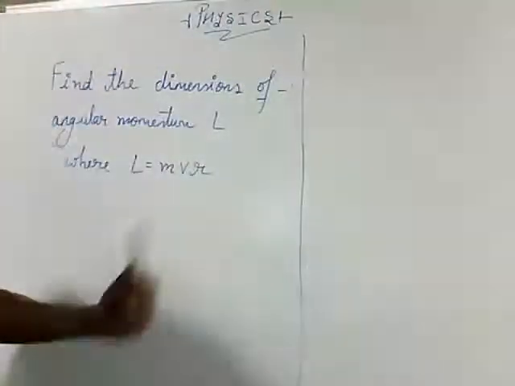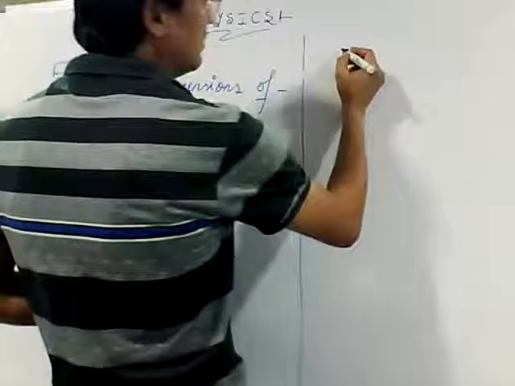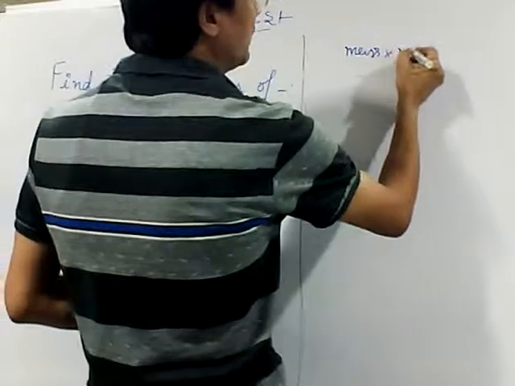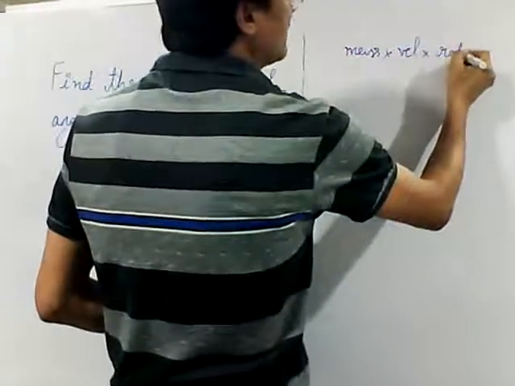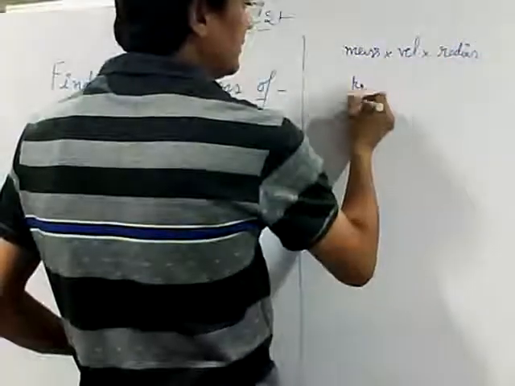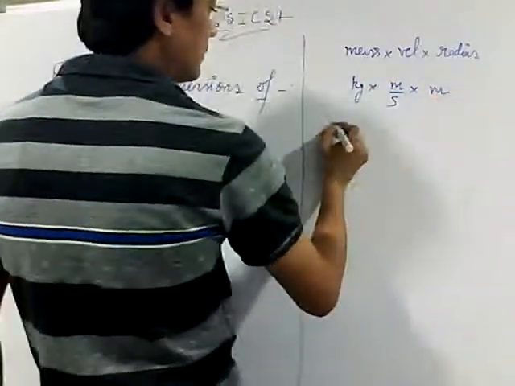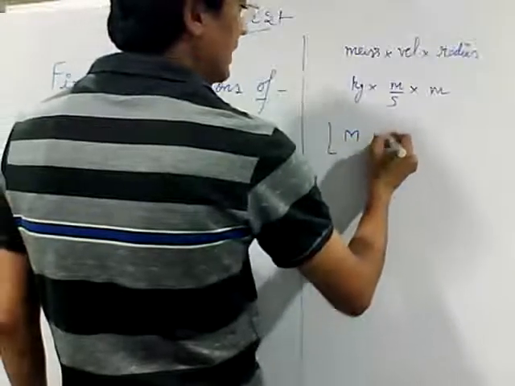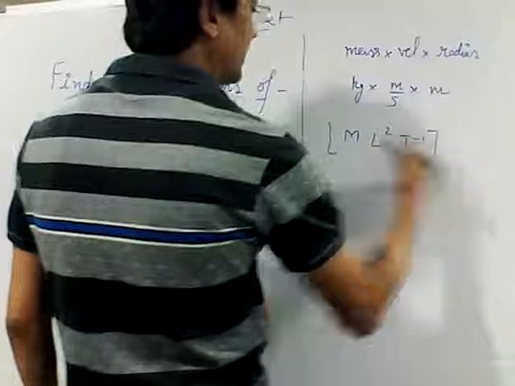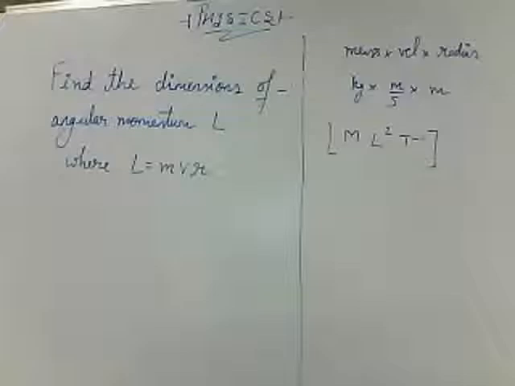Chalo. Let's check if it is M L2 T minus 1. Okay. Now L is mvr. So the dimension of L will be mass into velocity into r, that is radius. Okay, so radius can be treated as the length. So mass is kgs, this is meters per second, and this is meters. So I'll be having the dimensions as M L2 T minus 1. Perfect. So yes, everybody's got the right answer, that is M L2 T minus 1. Clear?